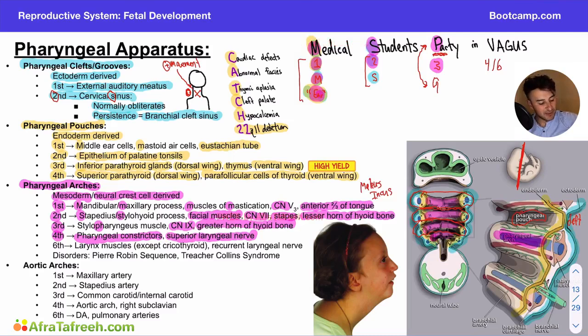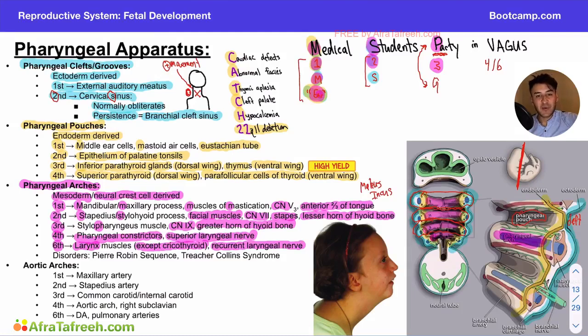Now let's move on to our sixth arch, and this is going to go on to form the larynx muscles. And I like to remember that larynx is 6 letters in length when you spell it out, so that helps me remember this. The exception here being the cricothyroid. And remember, step 1 loves to ask about exceptions, so it's important to memorize that this is not included because they love to ask about this. Also, we're going to have our recurrent laryngeal nerve, which is a little further inferior than our superior portion of the vagus nerve that was in pouch 4.